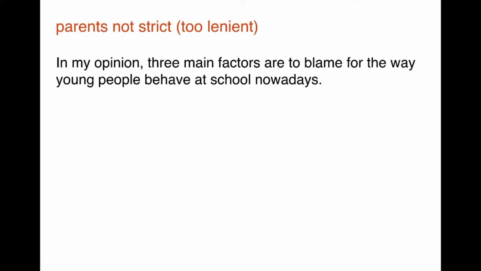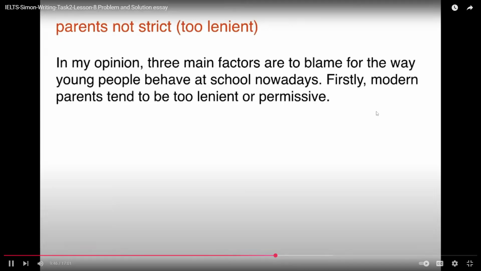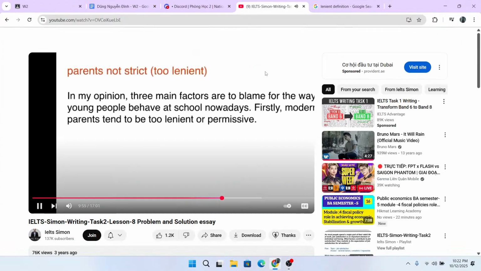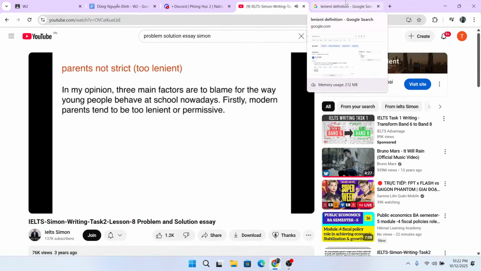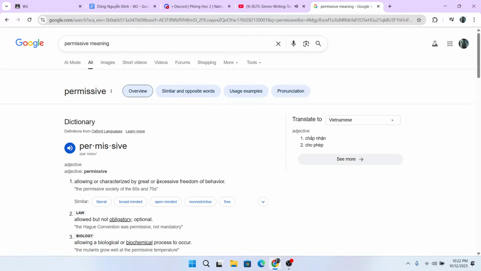Here's what we wrote. Firstly, modern parents tend to be too lenient or permissive. Some good vocabulary in there. Modern parents, and then tend to be is they are usually too lenient, and I've added another word, permissive. They allow everything, they allow their children to do what they want. And we said we were going to say a bit more about the parents.